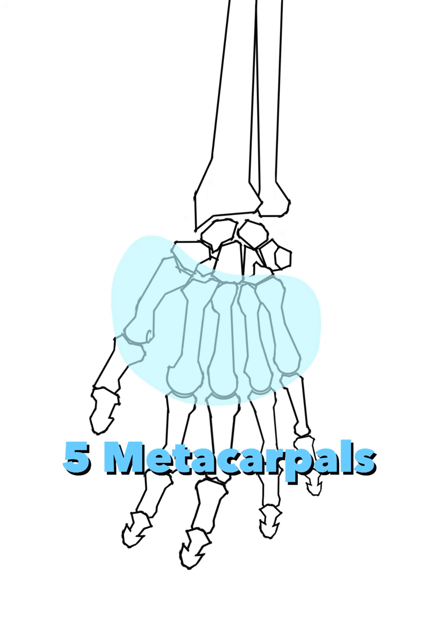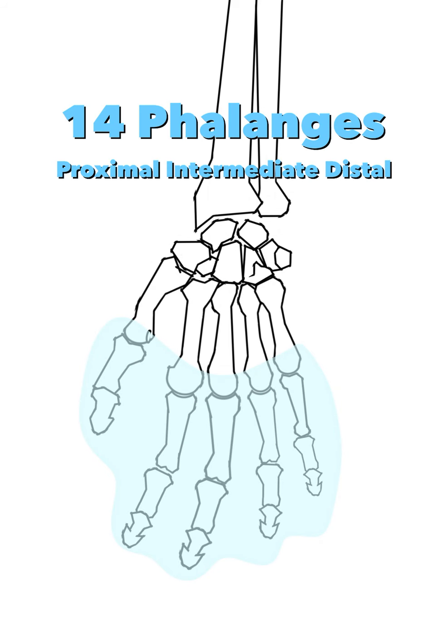Distal to those carpals are the metacarpals, and there are 5 of those. Distal to the metacarpals are the phalanges, and there are 14 of those in total, the closest ones being the proximal, the middle ones being the intermediate, and the furthest ones being the distal.